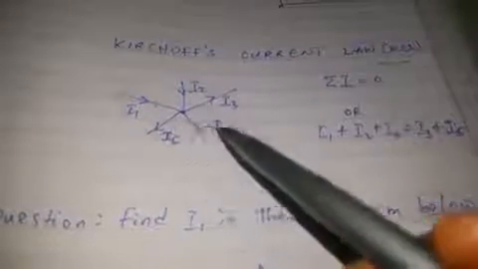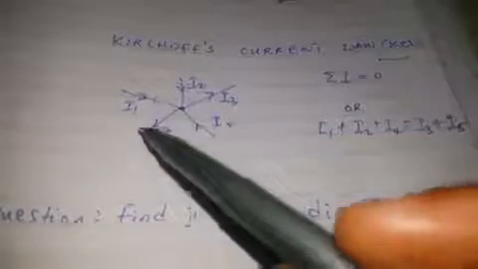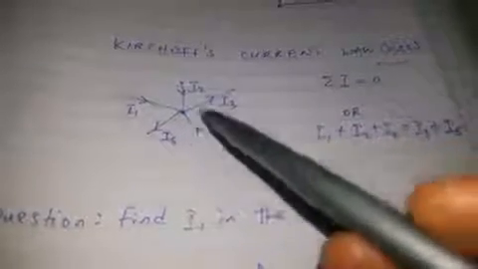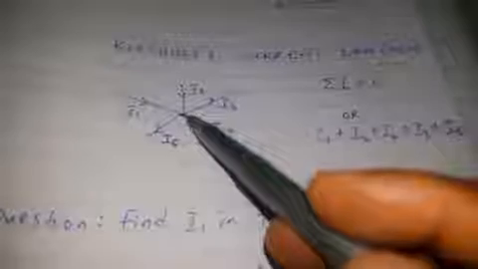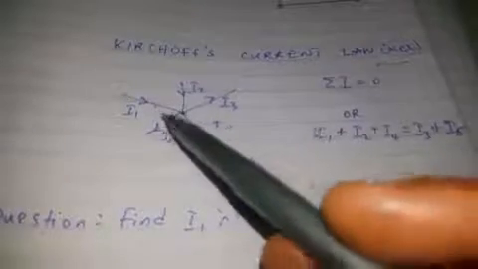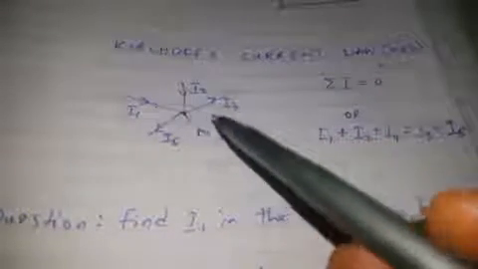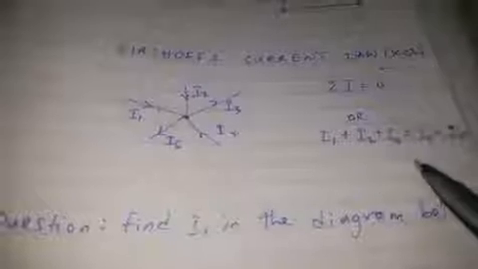So if you look at this example here, you can see that some currents are leaving this junction. That's the junction here. And some are entering. If you consider the ones entering, you notice I2, I1, and I4 are entering, while I3 and I5 are leaving the junction. So here we can say that I1 plus I2 plus I4, which are entering, is equal to I3 plus I5. That's another way you can represent that.